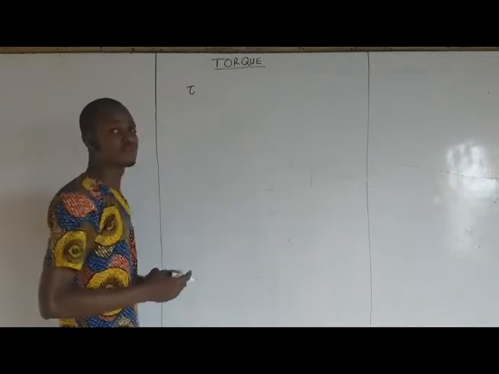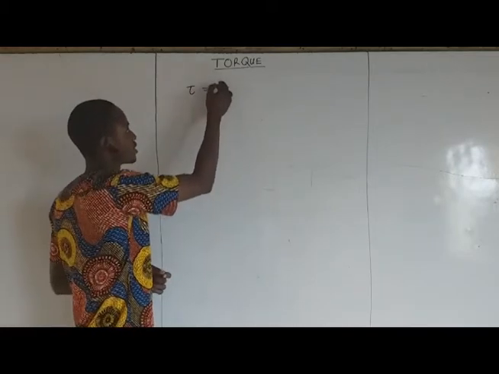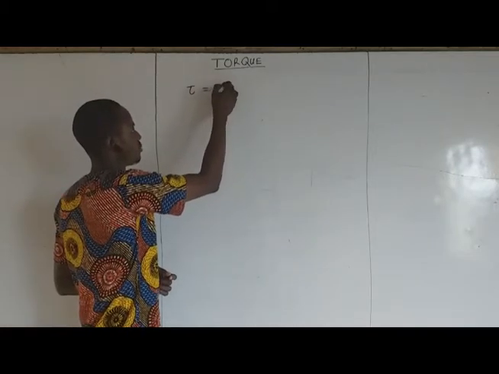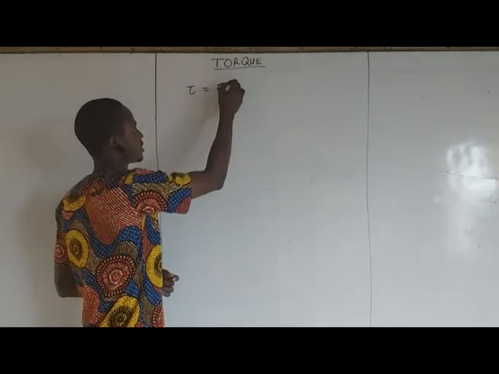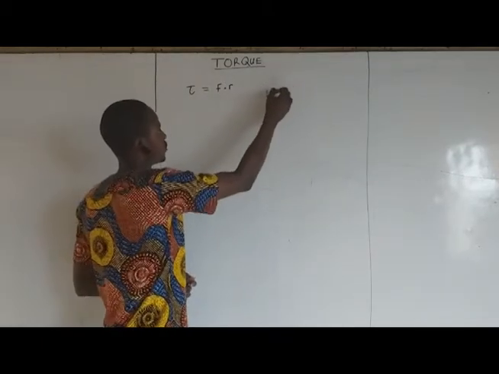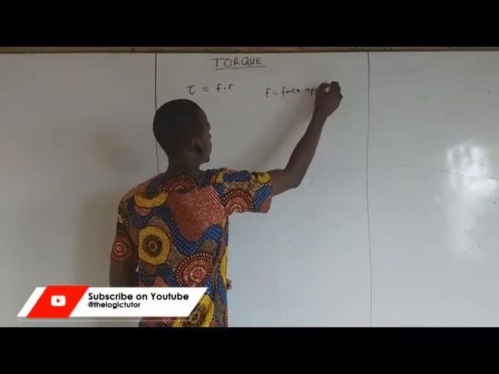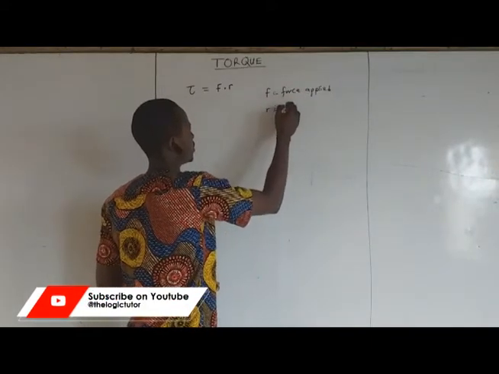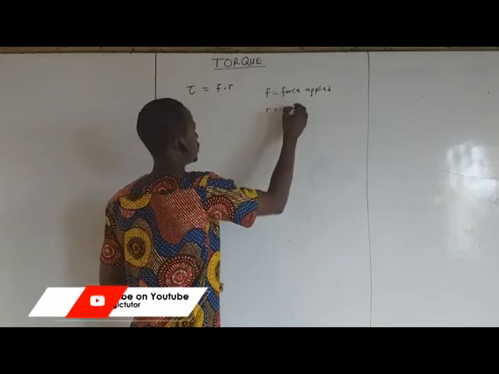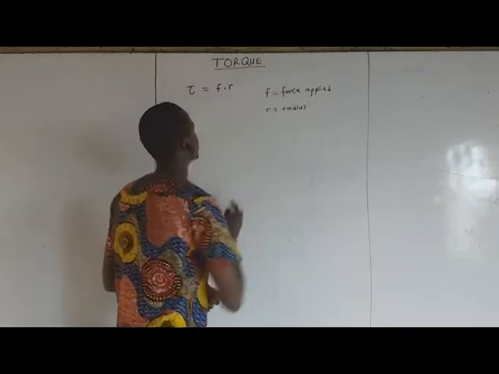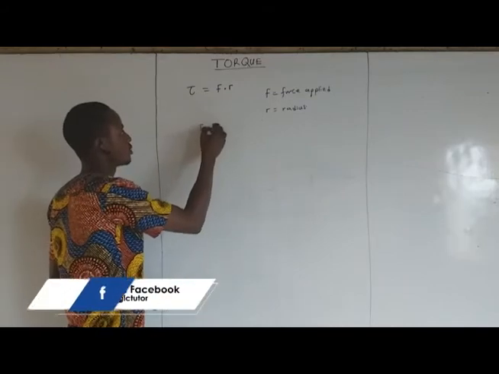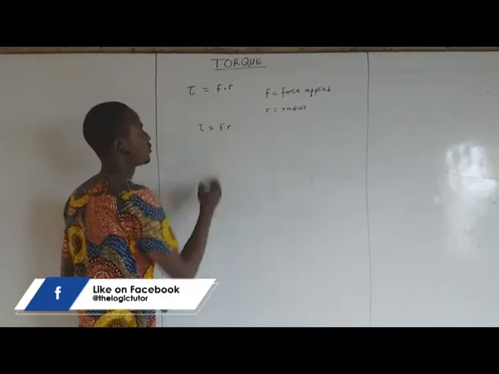According to the definition, we said it is the product of the force applied and the perpendicular distance r. So where F is the force applied, and r is the radius, as the case may be. So then we say torque is equal to F dot r.